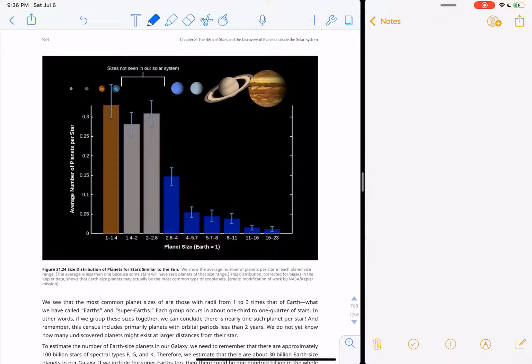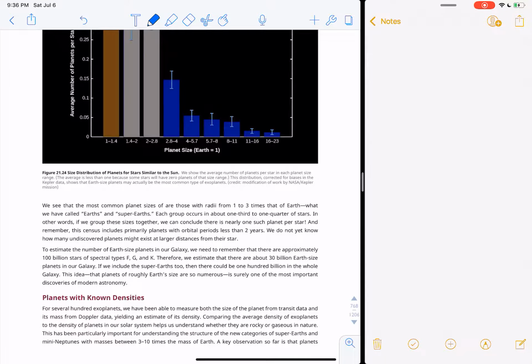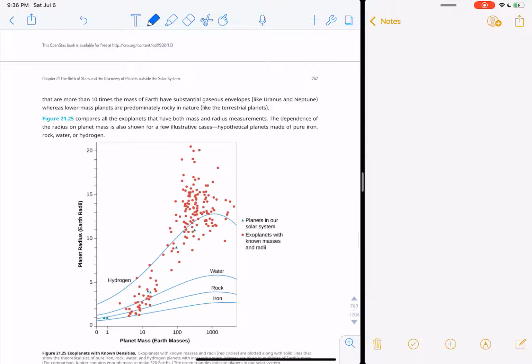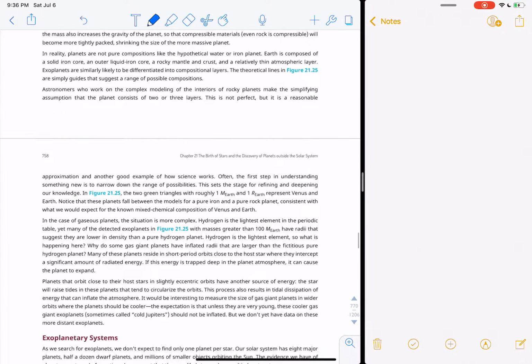And again, we have about 8 planets around our sun. And continuing on with other things.